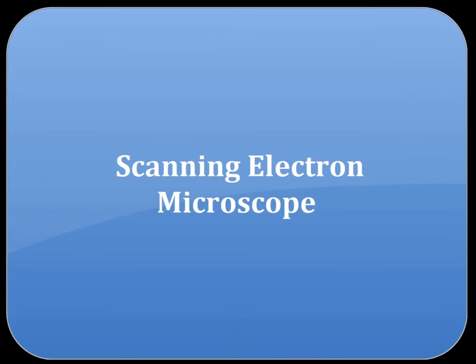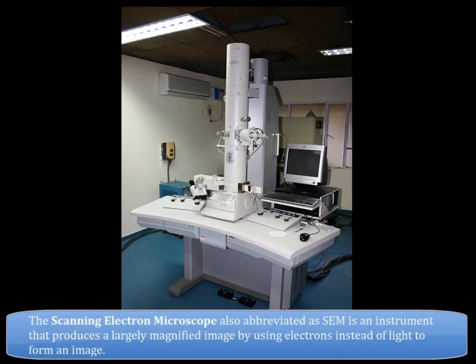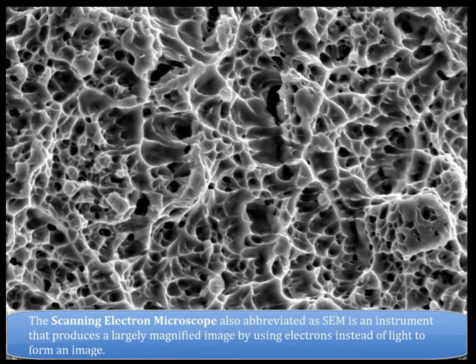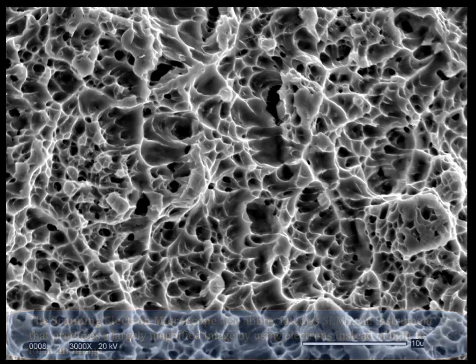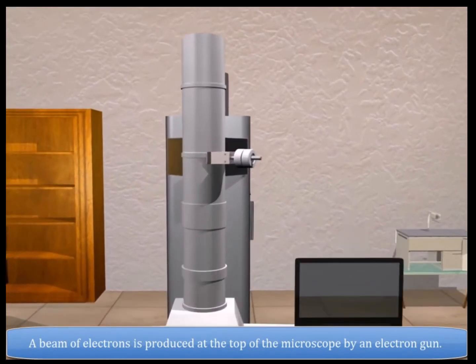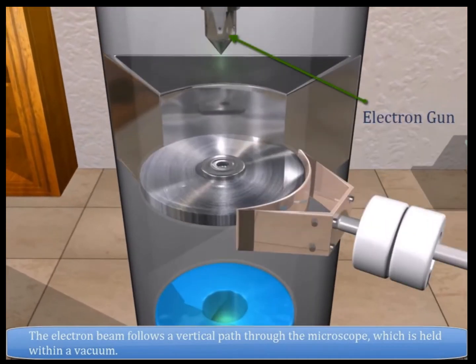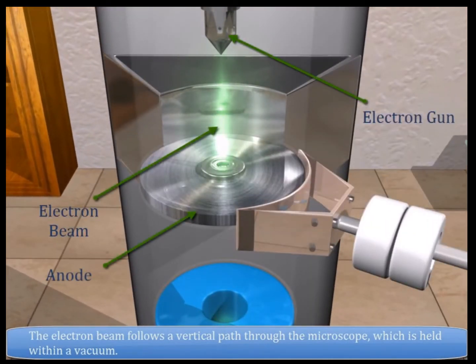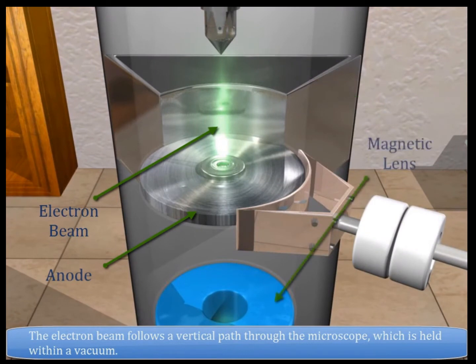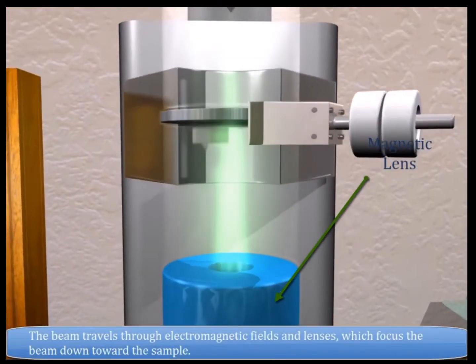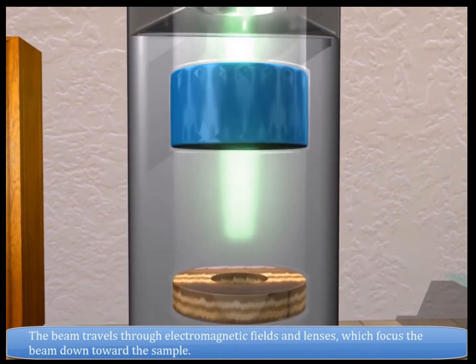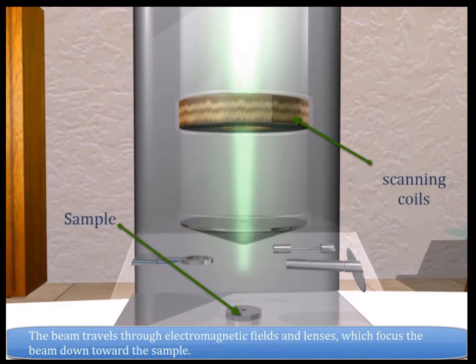Scanning electron microscope. The scanning electron microscope, also abbreviated as SEM, is an instrument that produces a largely magnified image by using electrons instead of light to form an image. A beam of electrons is produced at the top of the microscope by an electron gun. The electron beam follows a vertical path through the microscope, which is held within a vacuum. The beam travels through electromagnetic fields and lenses, which focus the beam down toward the sample.